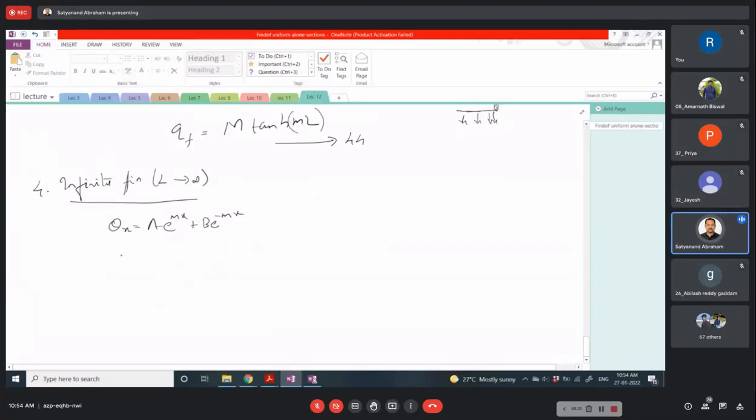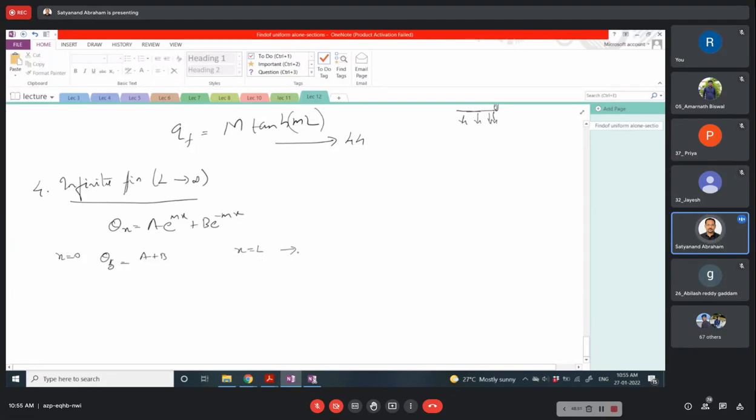So first of all, we know that at x is equal to 0, θ_b is going to be A plus B. But what happens at x is equal to L?